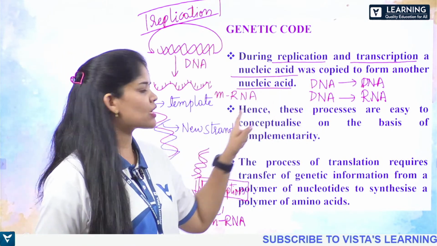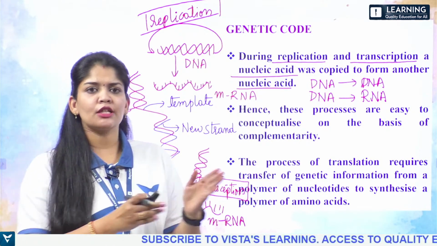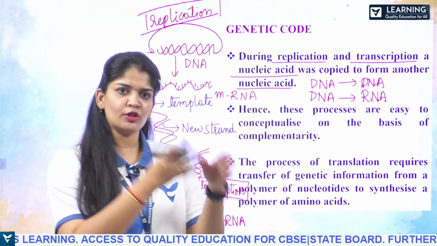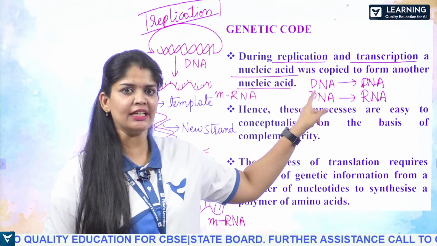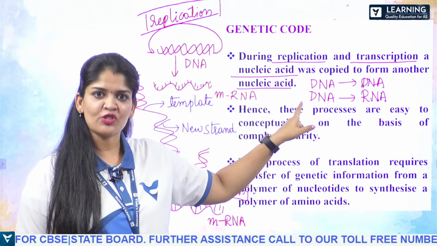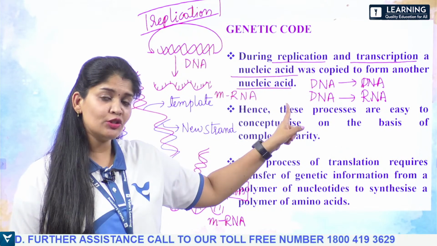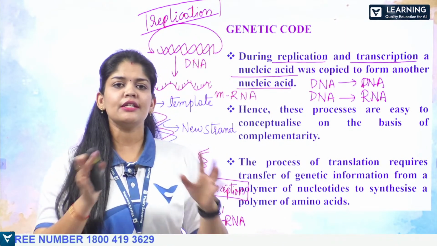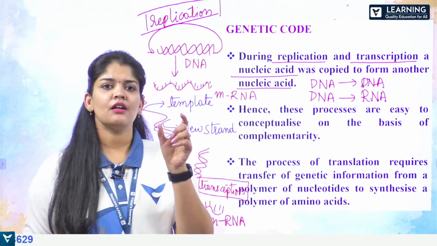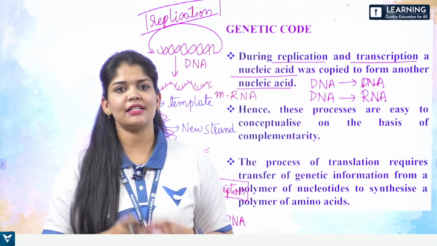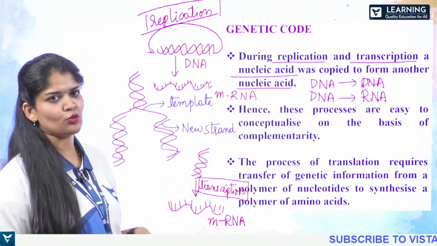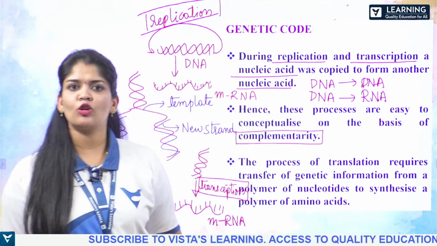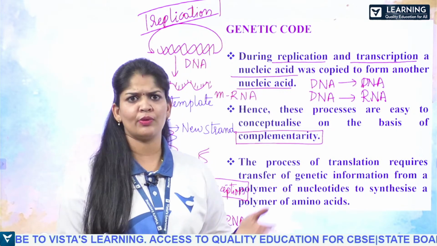Hence these processes are easy to conceptualize, because the copying of the genetic information is happening from one nucleic acid to another nucleic acid. In replication, DNA to DNA, whereas in transcription, from DNA to RNA. But here it is all about nucleic acids, which means the biochemical nature is the same. Hence the processes are easy to conceptualize on the basis of complementarity. There is an existing complementary base pairing in DNA as well as RNA.